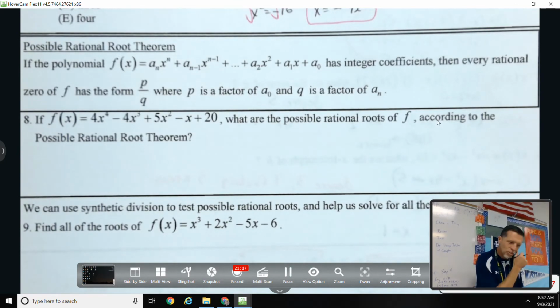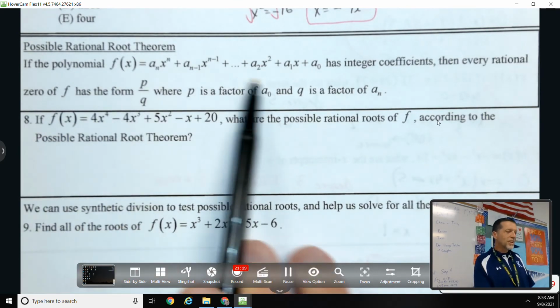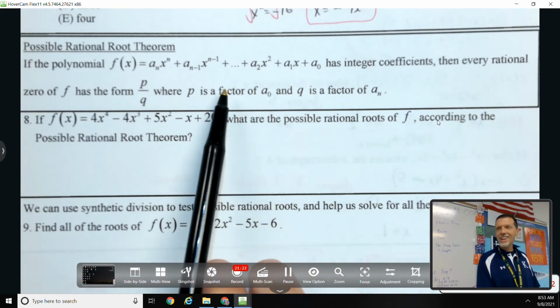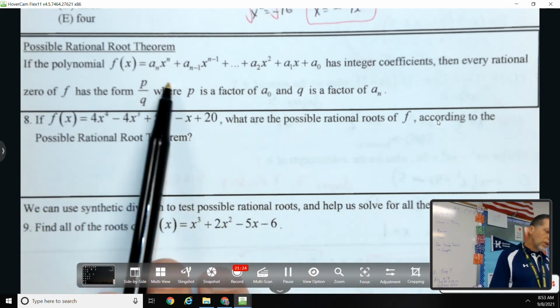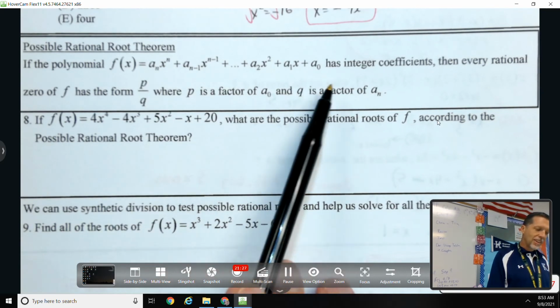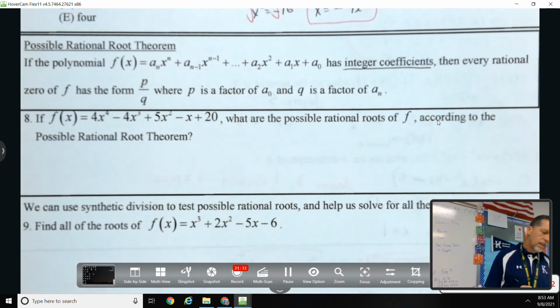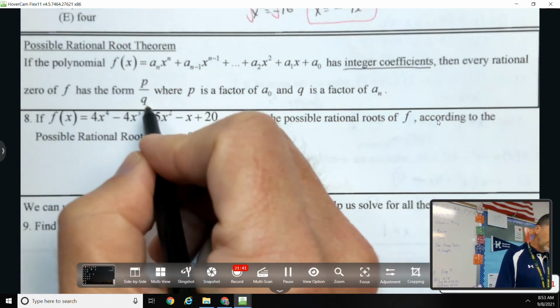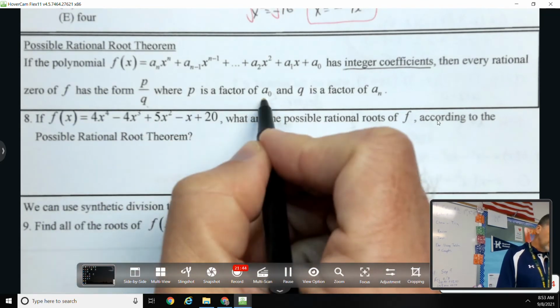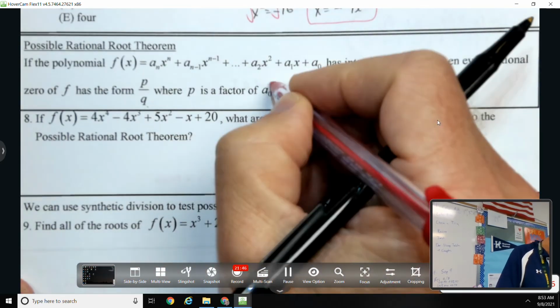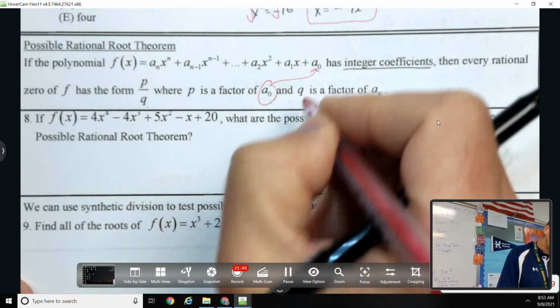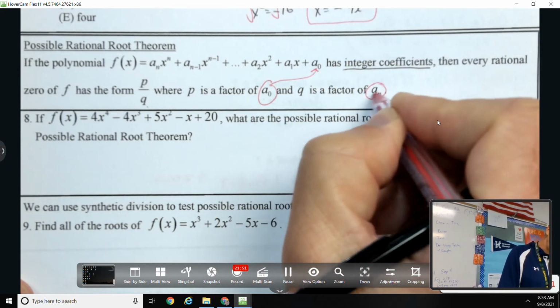Possible rational roots theorem. This looks really complicated, so I'll read through it. It's a lot easier than it looks. If the polynomial, that ugly thing, has integer coefficients, so this doesn't work with fractions or square roots or weird stuff, but nice normal coefficients, then every rational zero has the form p over q, where p is a factor of a0. A0 was the last term. Q is a factor of an. That was the first term.